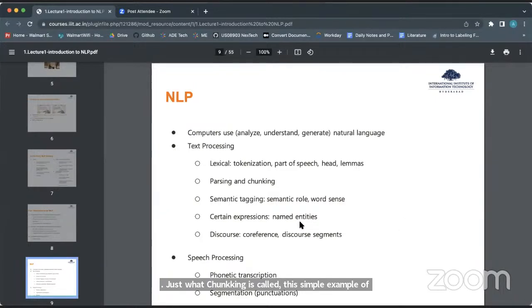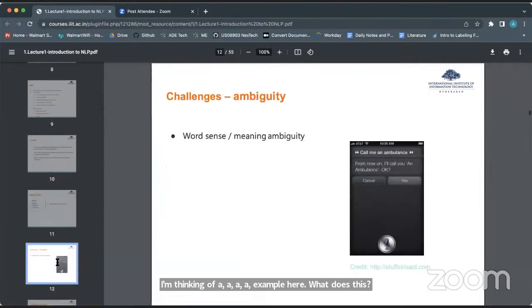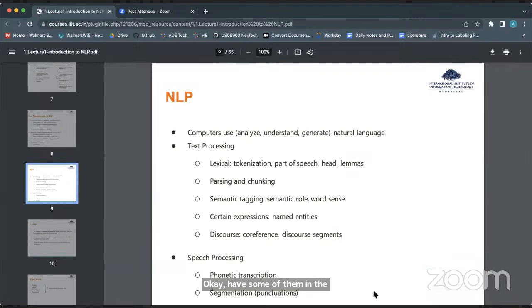And semantic tagging. So semantic role labeling is nothing but giving the semantic role that the word is playing in the sentence. I'm thinking of a disambiguated example here. Let's say we have a sentence like "call me an ambulance."